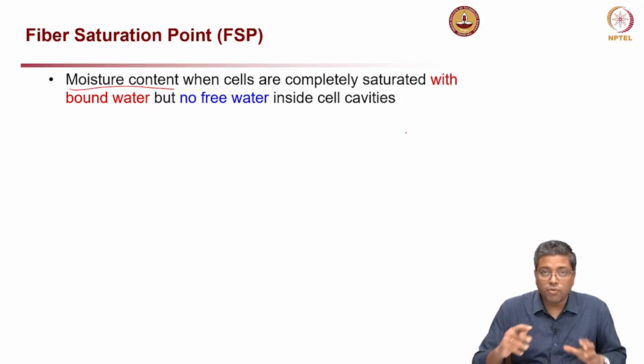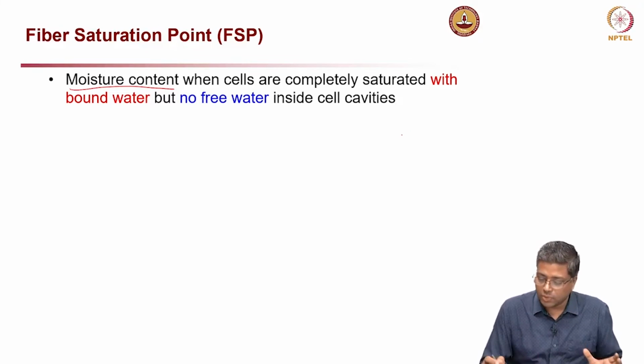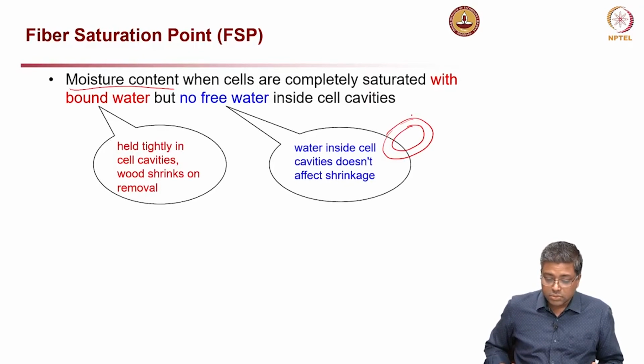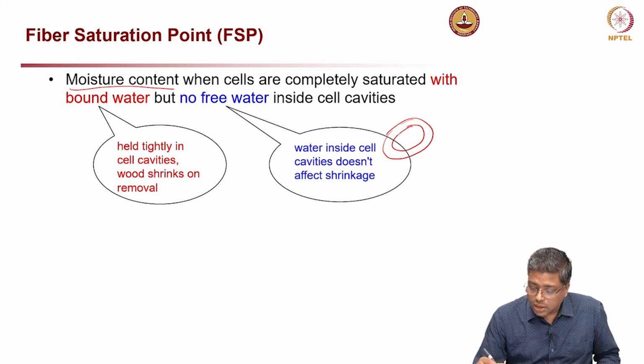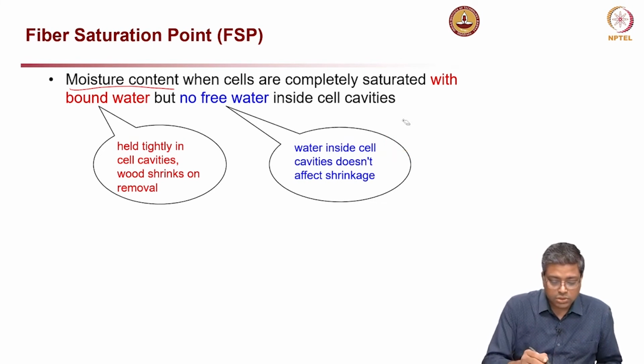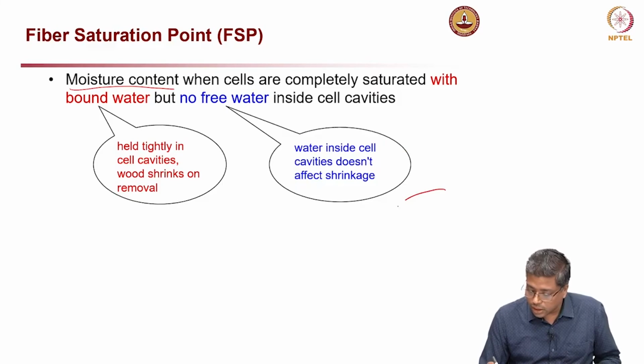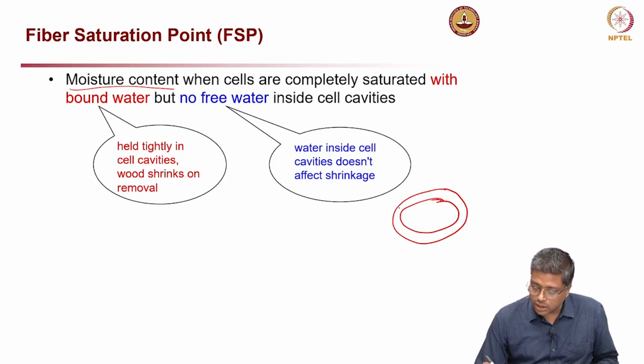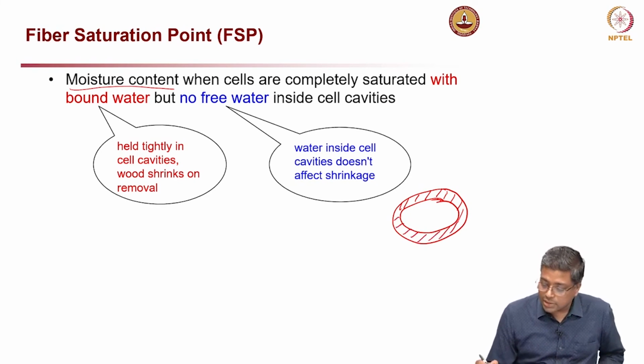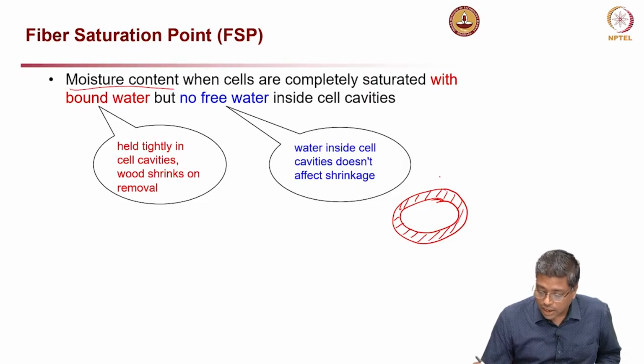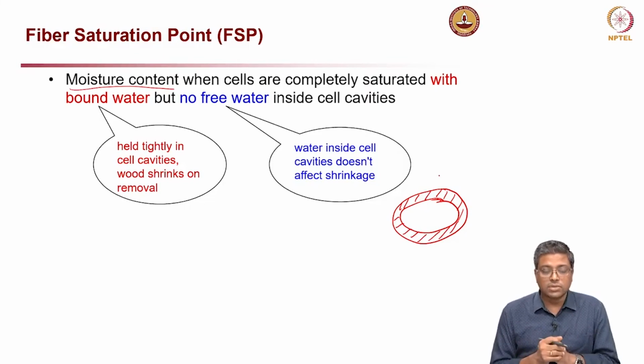So, the cell walls, let us say this is the cell wall. Let me draw it again. It says cell cavities, so assume that this is a wood cell, and this is the cell wall. Now, the water is held tightly in the cell walls, and wood shrinks on its removal.